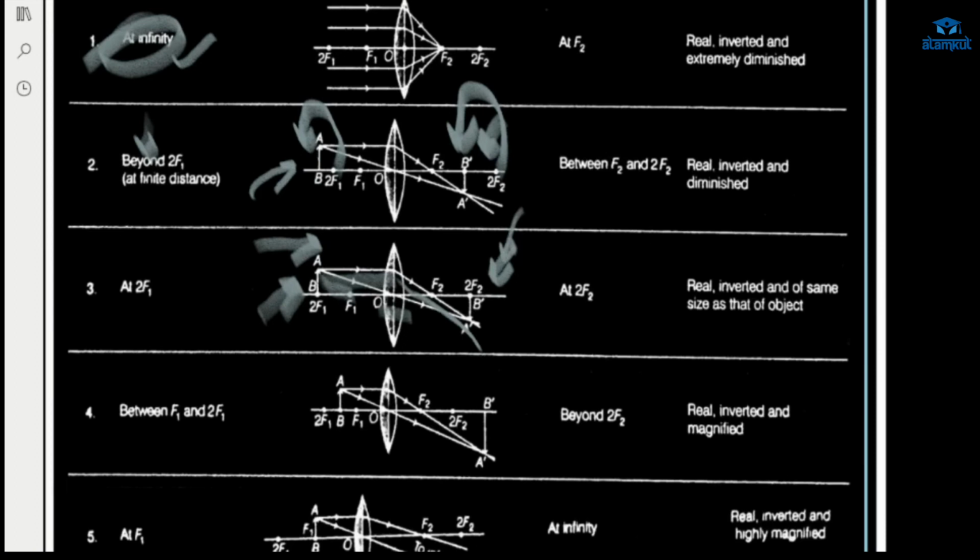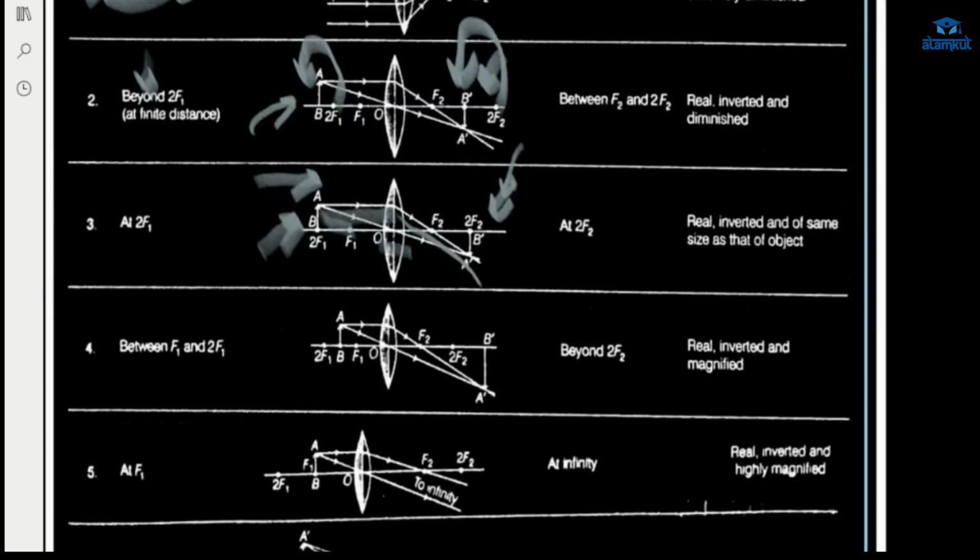Just like in the mirror, when we placed the object at C, we were getting the image right at C. Were we getting or not? Yes. Okay. Now we will shift the object a little bit more, between f and 2f. We have placed the object after f and before 2f1.